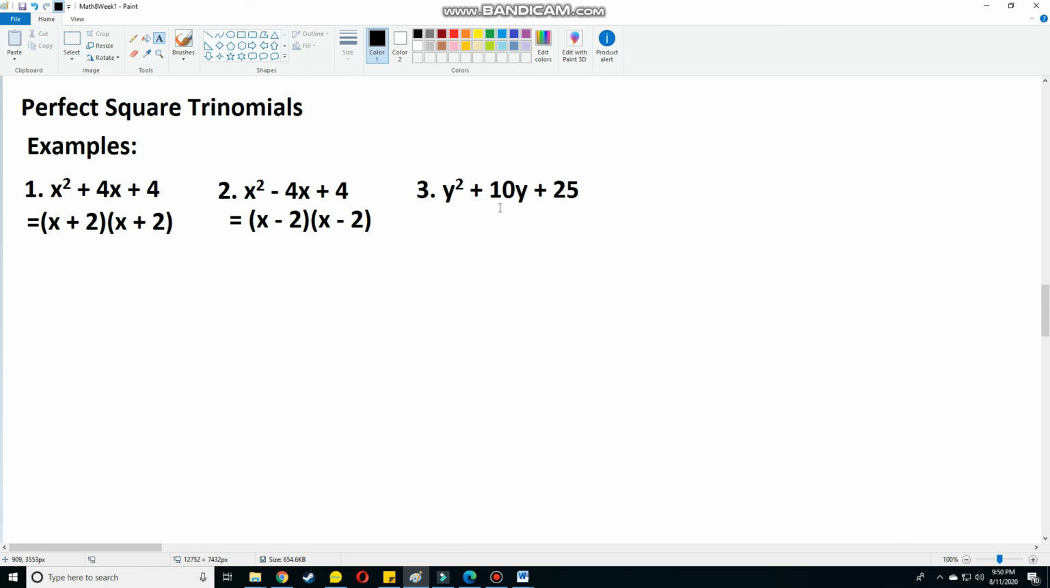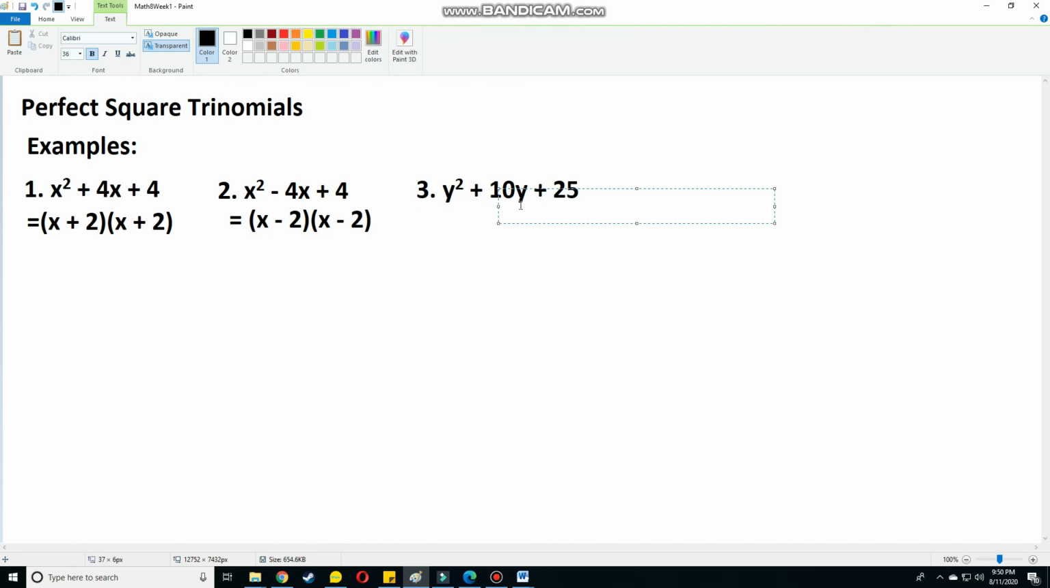In order for us to check the middle term, we would get the root of the third term and multiply it by 2. So, twice the root of the last term. We check the middle term so that we could confirm that it is a perfect square trinomial, because trinomials are not always perfect square trinomials. They could be general trinomials. In this case, this is a perfect square trinomial, because the middle term is equal to twice the root of the last term.